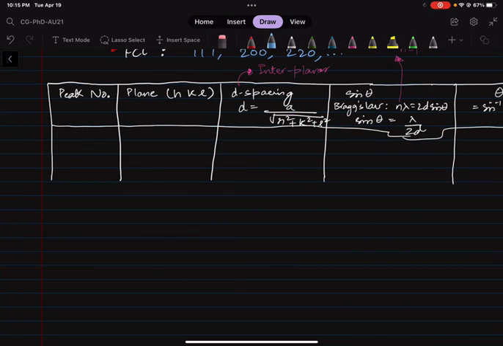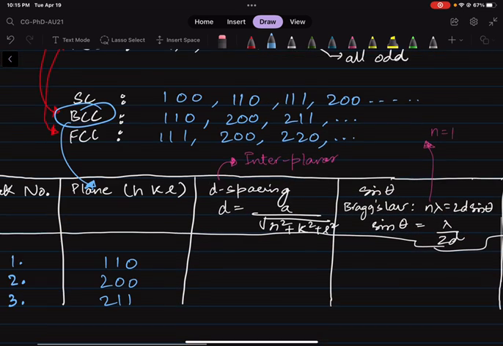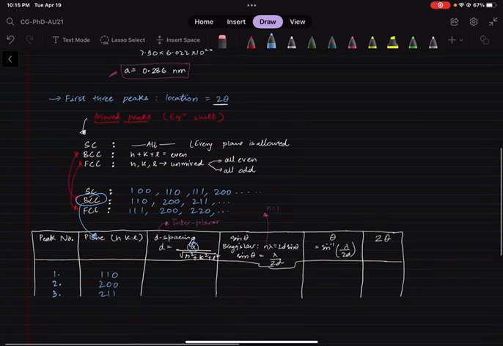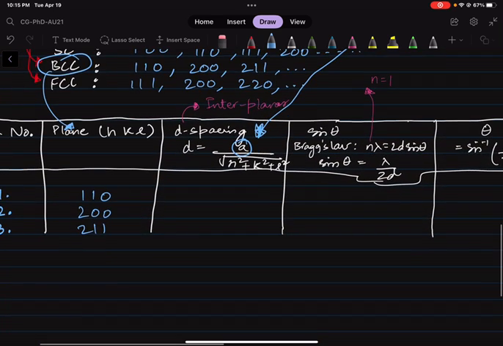So let's write down the planes. You have plane number 1, 2, and 3. For BCC, because it's a BCC structure, or BCC lattice, we know it's 1 1 0, 2 0 0, 2 1 1. And for the A value, you can note that we just calculated the A value up here, right? So A equals 0.286 nanometers.